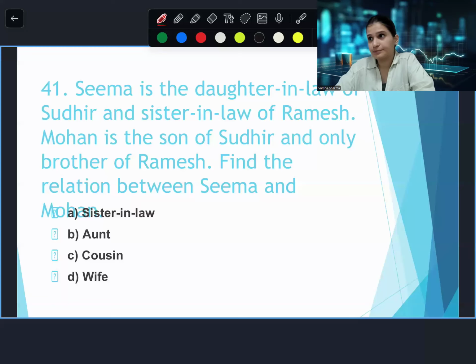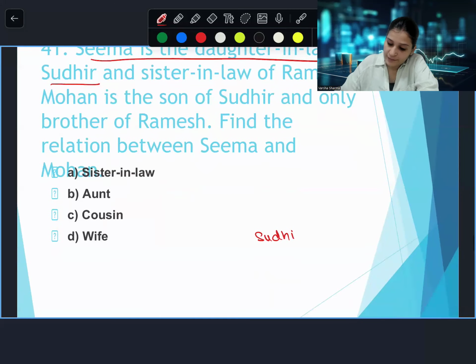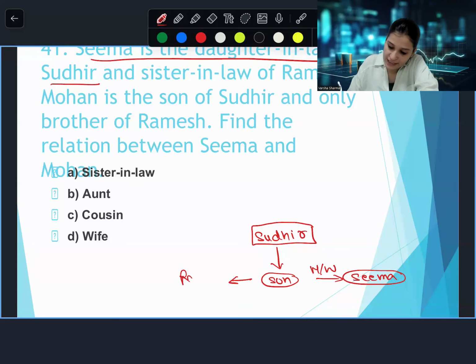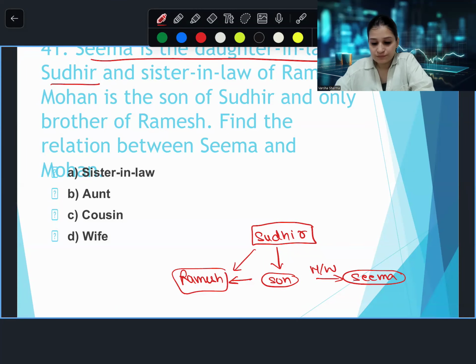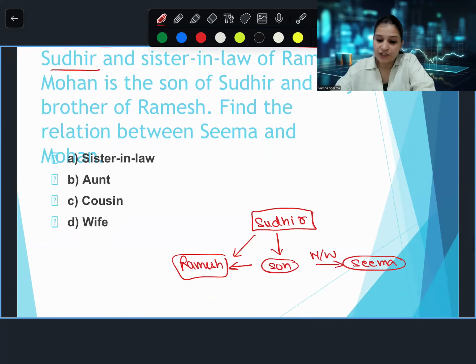Answer. Wife, ma'am. Who is the daughter-in-law of Sudhir? That means Sudhir has a son whose wife is Seema. Yes or no? Yes, ma'am. And sister-in-law of Ramesh. That means he also has another son, Ramesh. Clear? Yes, ma'am. Mohan is the son of Sudhir and the only brother of Ramesh.